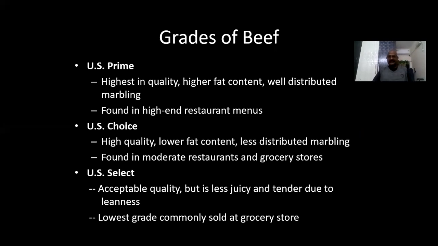The top grade is highest in quality, with higher fat content and well-distributed marbling, and is found on high-end restaurant menus. US Choice is high quality, with lower fat content and less distributed marbling, found in moderate restaurants and grocery stores. It will be available in very good restaurants as per the quality of the beef, and in restaurants they cook the beef and serve it as a major food and main course.